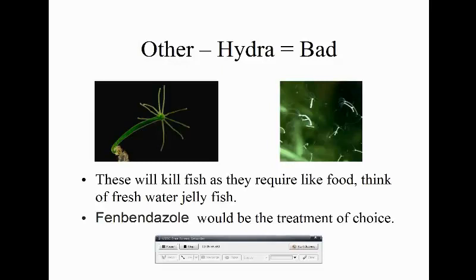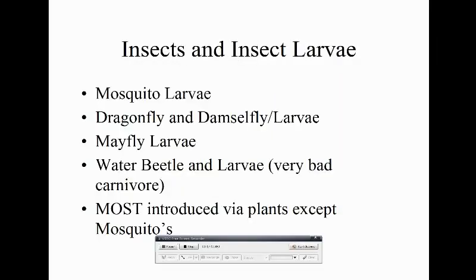Alright, so next slide. Insects and insect larvae. We're going to cover mosquitoes, dragonflies, damselflies, mayflies, water beetles, which you should never see, and so on. Most are introduced via plants, except mosquitoes. And as you know, mosquitoes can come in your house and land in your aquarium because there's no chlorine in there. So, there's mosquito larvae. They really won't hurt anything, but that's how you know that you've got them.